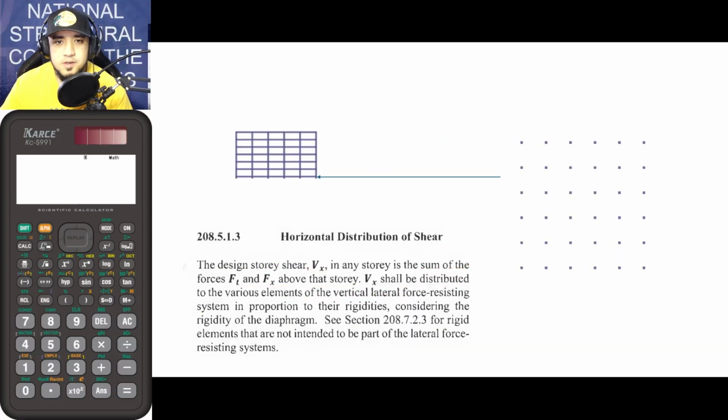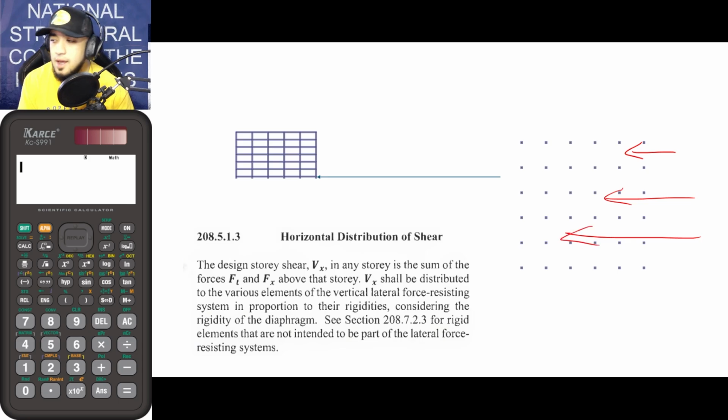Okay, so in order for us to know how much of the story shear will be acting upon the individual lateral force resisting elements here, such as the columns, the next thing that we should know is the position of the story shear itself. So in side view, as you can see here, we already know that the story shear is acting upon this floor. But what about if you would be looking at the building in plan view? So this is now the plan view. So where is the story shear located? Okay, so is it here? Is it here? Is it here?